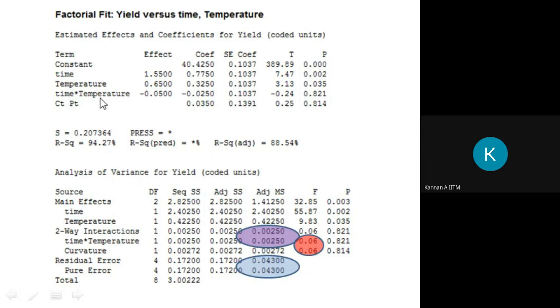So we have to accept the null hypothesis that the coefficient for the time and temperature interaction is 0. Since the p-value is high, the probability of making a type 1 error, of wrongly concluding that this factor is significant, is very high. So we accept the null hypothesis. If the p-value is very small, reject the null hypothesis. If the p-value is very high, accept the null hypothesis. The boundary or margin is 0.05.